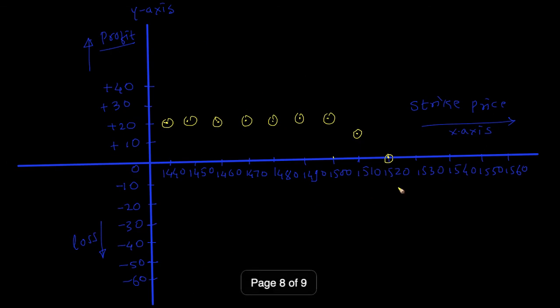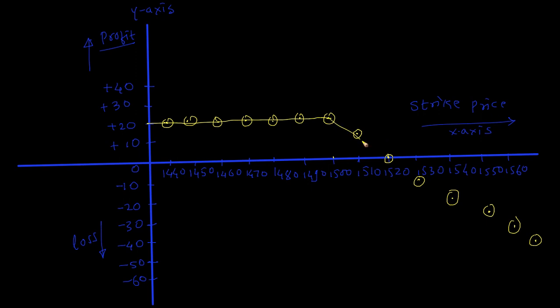So let's plot these points. 1530 minus 10, 1540 minus 20, 1550 minus 30, so minus 30 will be here. 1560 minus 40, 1570 minus 50, so on and so forth. I'll get these points. Now if I join these points, I'll get this type of graph.